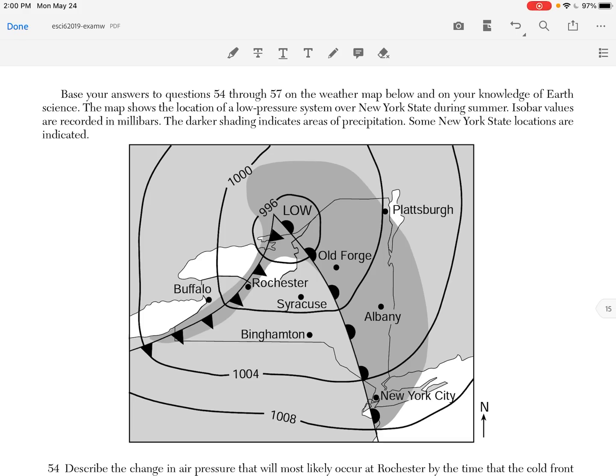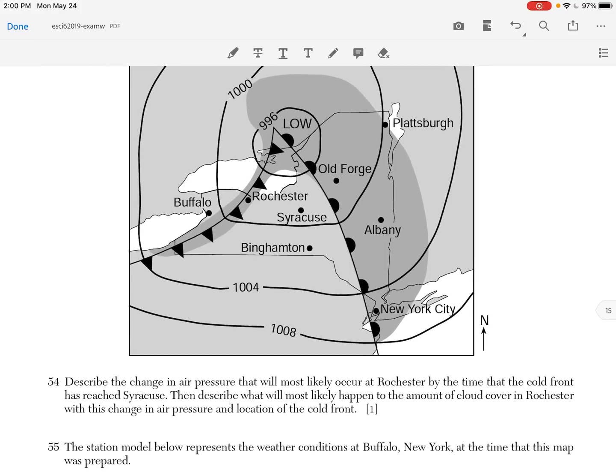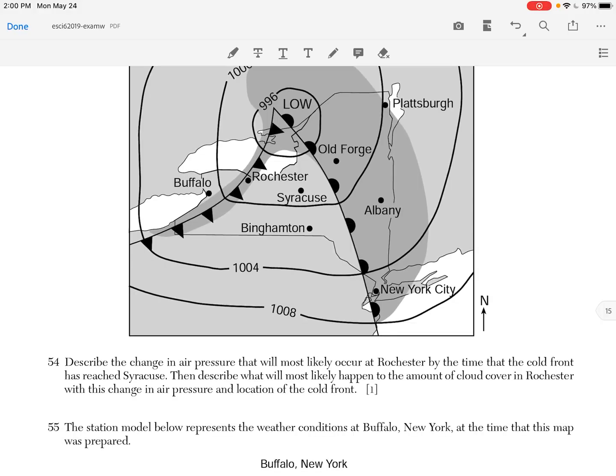All right, questions 54 through 57 are based upon this weather map, and some isobars are shown on here, as well as a couple of fronts. There's a cold front and a warm front on this map, and we're going to be answering some questions based upon the weather. So question number 54 is kind of a two-part question. You have to talk about the air pressure, as it says, what will happen to the air pressure by the time the cold front reaches Syracuse, and the cloud cover in Rochester. So currently, the air pressure in Rochester is somewhere between 1,000 and 996 millibars.